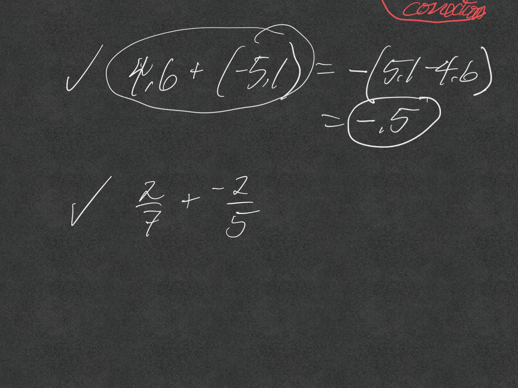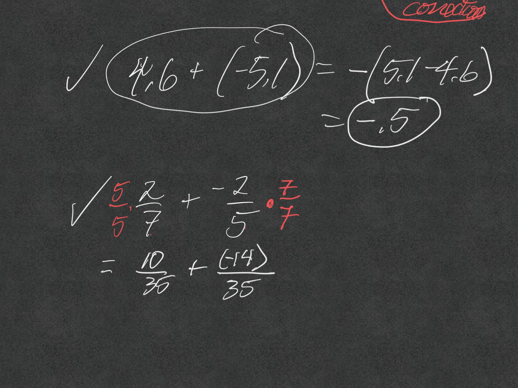So these need a common denominator. So that means I want to write equivalent fractions. 7 and 5 are both prime. So the common denominator is 35. So I multiplied this one by 7/7, and this one by 5/5 to get equivalent fractions. So now what I end up with is 10/35 plus negative 14/35. So the one with the bigger absolute value is the negative 14/35.